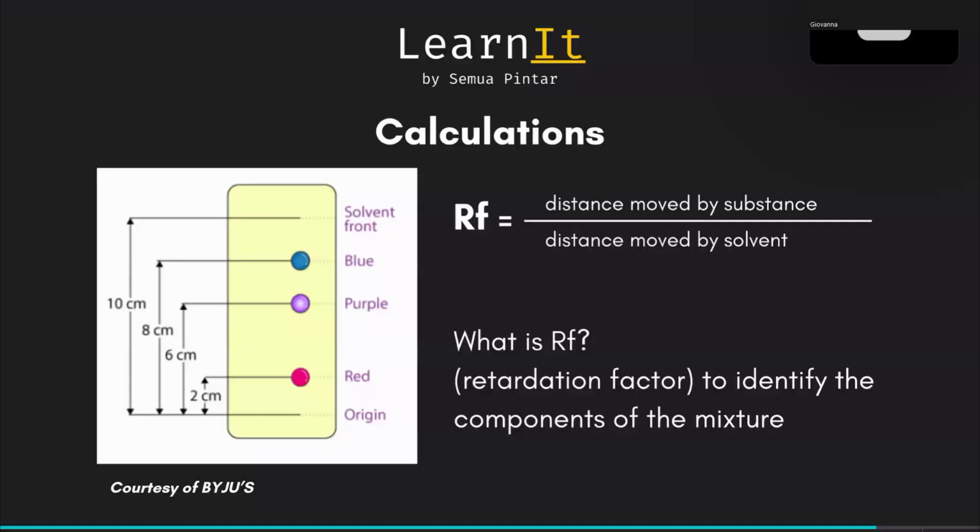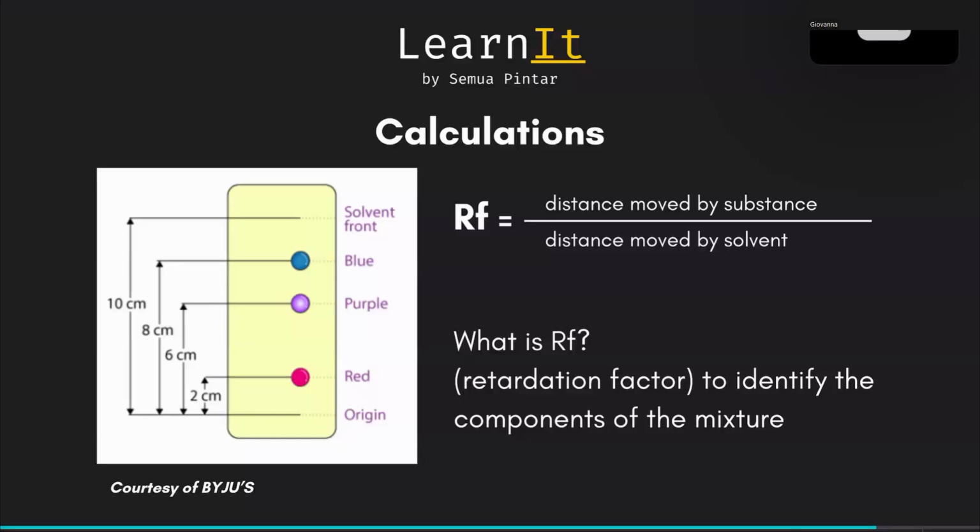Okay, now we'll be moving on to the calculations for paper chromatography. And this is going to be using the RF value. So what is an RF? It stands for retardation factor, which is used to identify the components of the mixture.